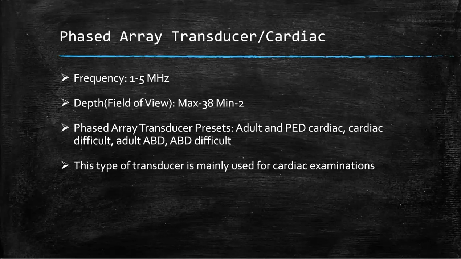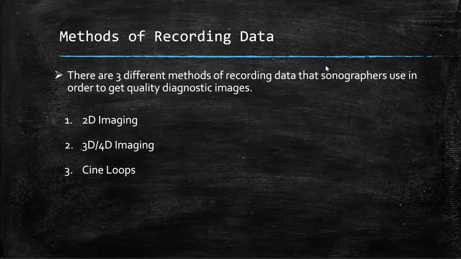Frequency 1 to 5 megahertz, maximum 38, minimum 2. Presets: adult and PED cardiac, cardiac difficult, adult ABD difficult, and it's used mostly for cardiac examinations. Methods of recording data. You've got 2D imaging, 3D/4D imaging, and cine loops.